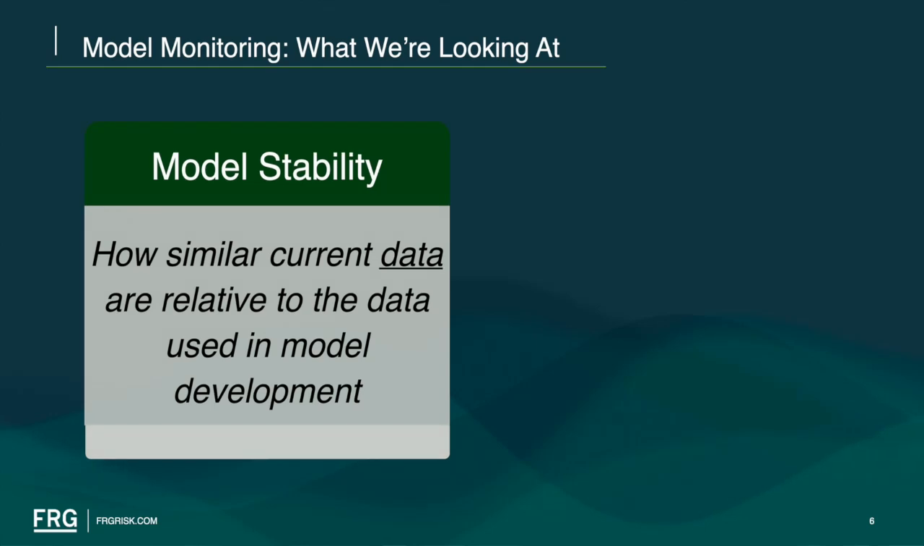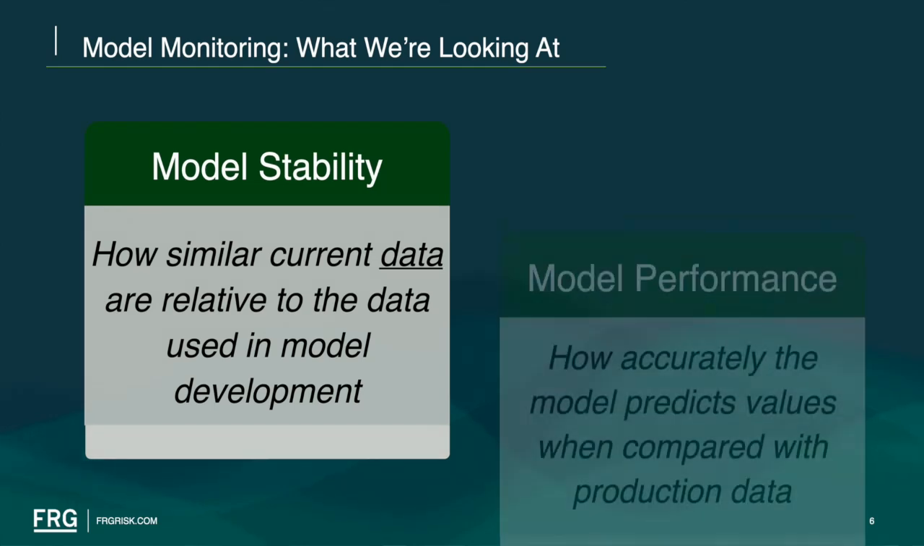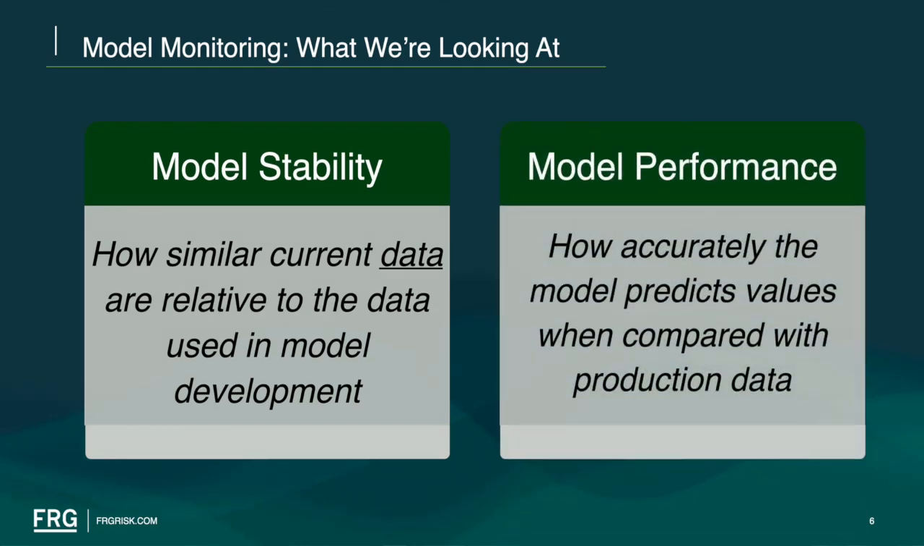We want to look at the stability of the model with respect to the data, which looks at the elements of model drift that we talked about earlier, and the model's performance, or how accurately it predicts values when compared with production data. Let's talk about an actual model to help ground these concepts a little more.